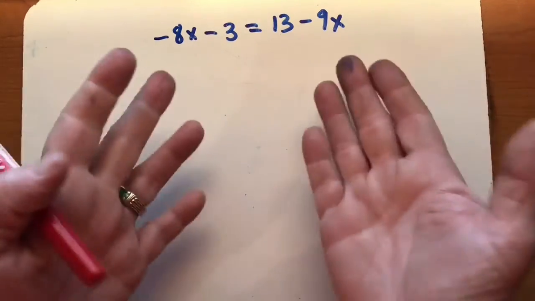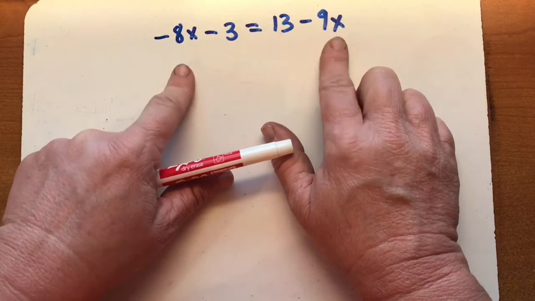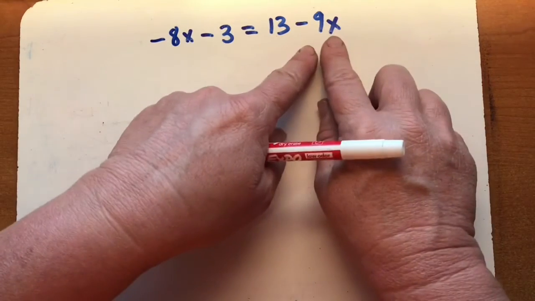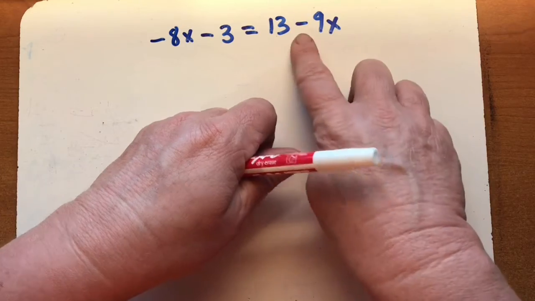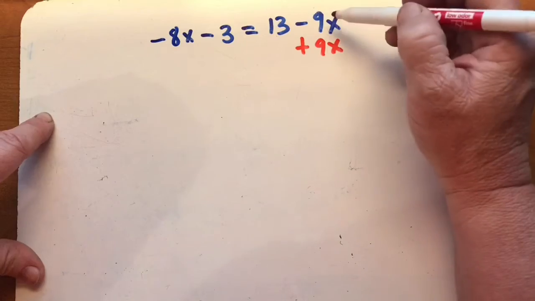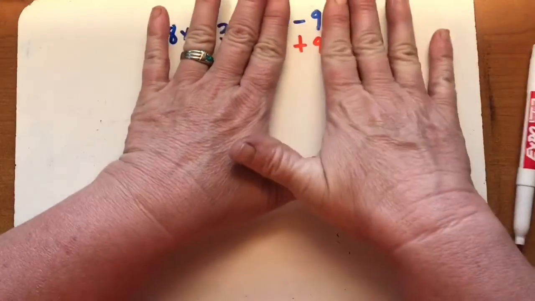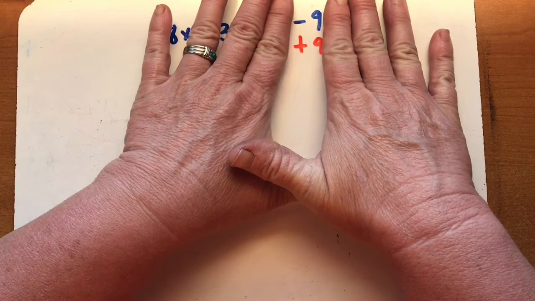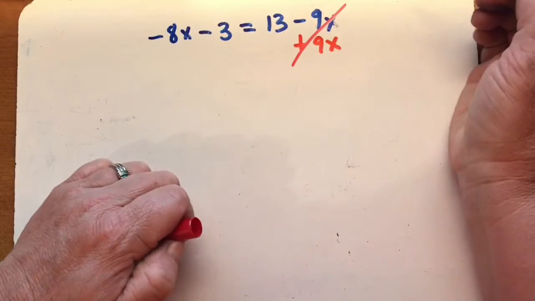Okay? So before I do anything, I have to get my x's together. We got to have a family reunion, and the family reunion takes place over here on the left side. Okay? So I got to look at this 9x. It's being subtracted. So the opposite of subtraction is addition. So I'm going to add 9x to itself. All right? That makes it go to 0, right? I can look at this as just numbers. Negative 9 plus 9. Okay? If you don't believe me, plug it in your calculator. Negative 9 plus 9 is 0. So that means that this goes away.